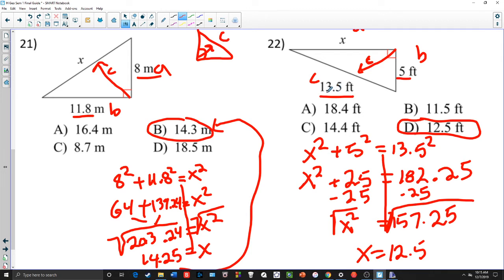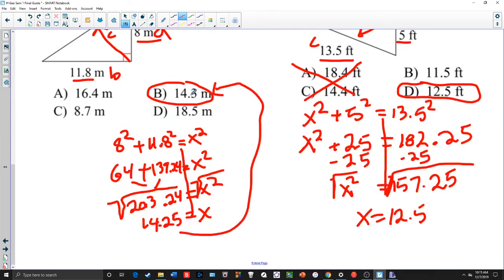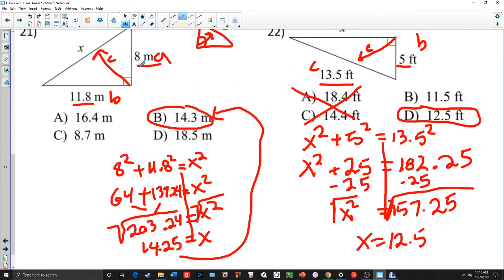In fact, because of this, I could automatically cross out A and C. A and C automatically can't work because they're both bigger than 13.5, and that can't happen. And then over here, again, my answer of 14.3, that is bigger than 8, and it's bigger than 11.8, so that answer is going to work because it's bigger than both. You could automatically cross out 8.7 because 8.7 is not bigger than this one. So the only numbers that would have worked would be one of these three anyway.